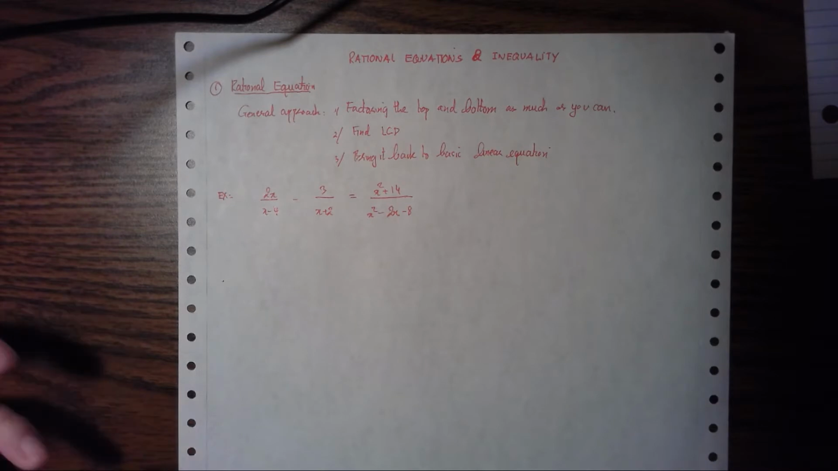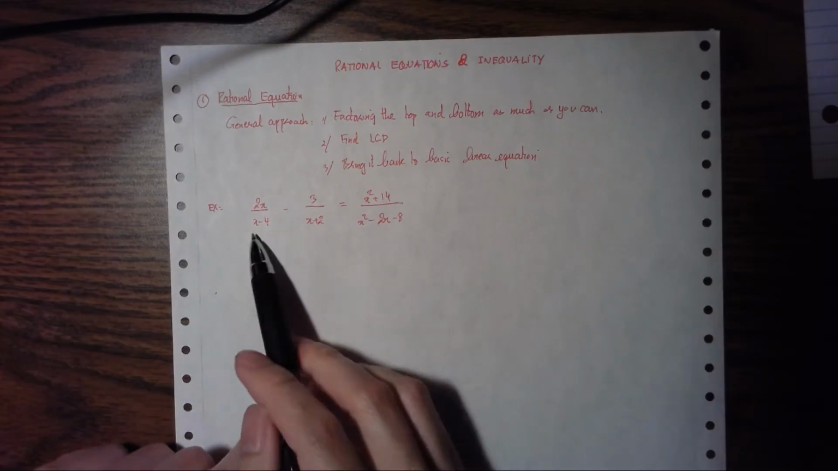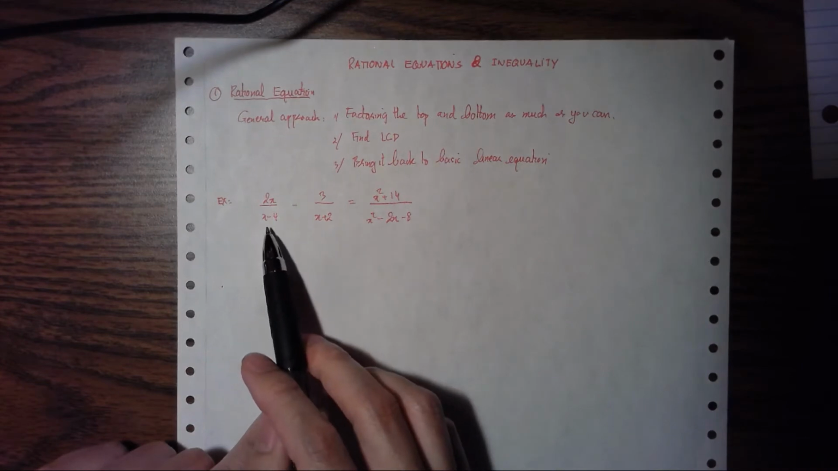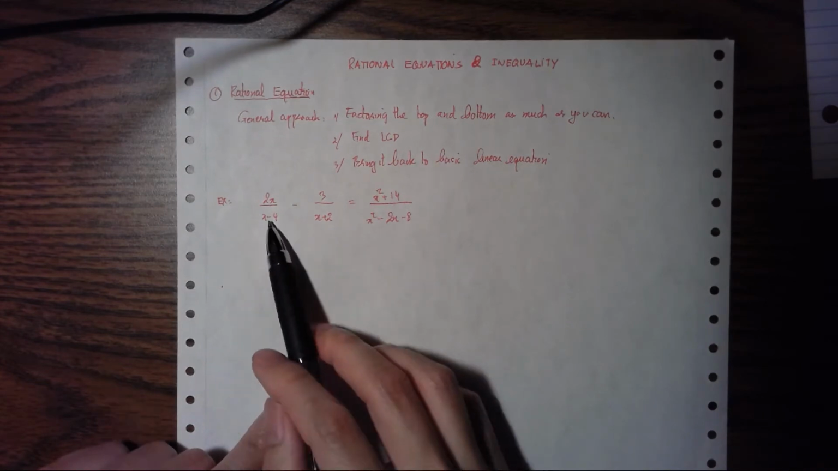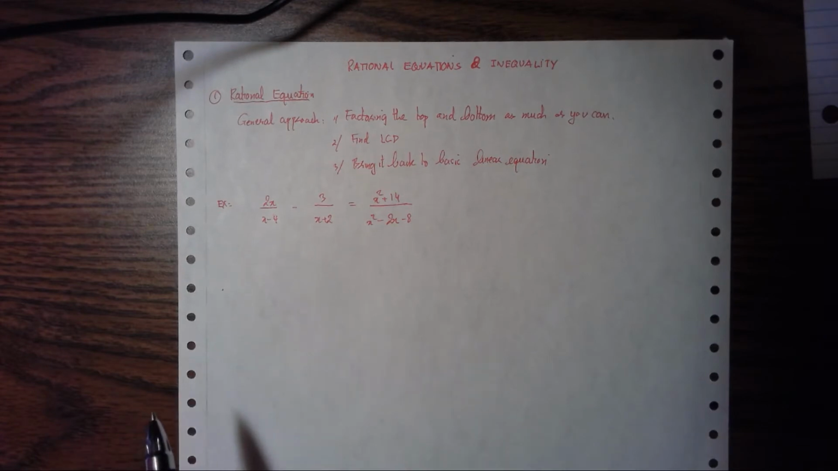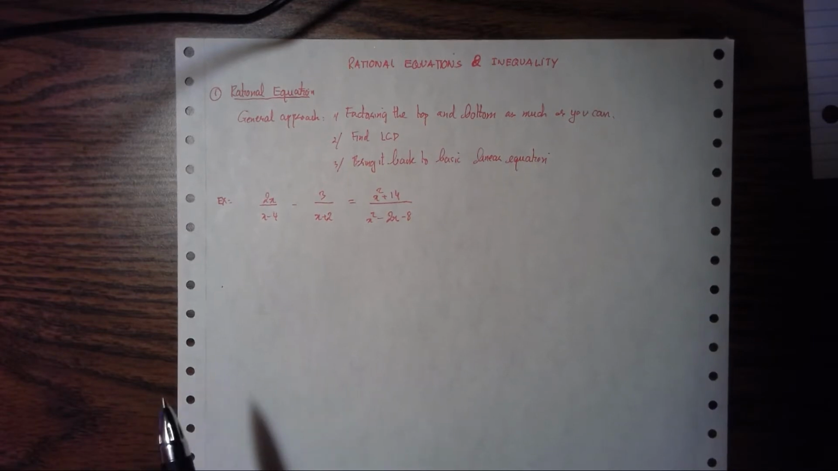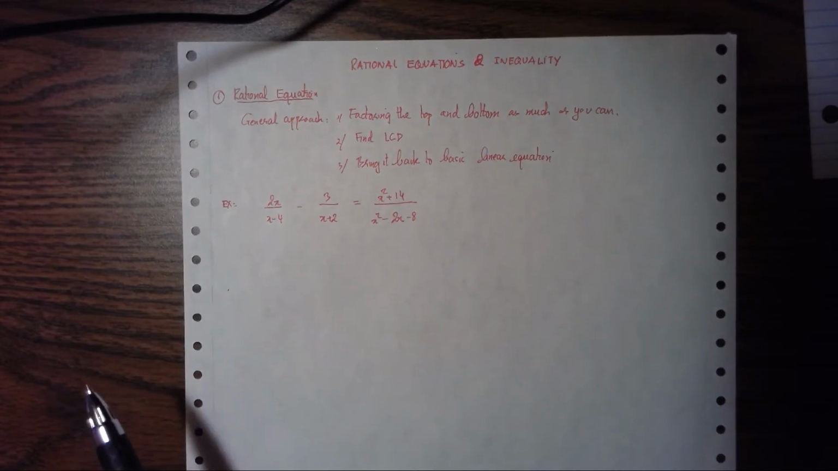Yes, this is a rational equation because all the terms are in fractional form and you have a variable under the denominator. That's the most important thing. When you have a variable under the denominator, it becomes a rational equation, because sometimes you see a fraction but it's not a rational equation because the variable is not under the denominator.